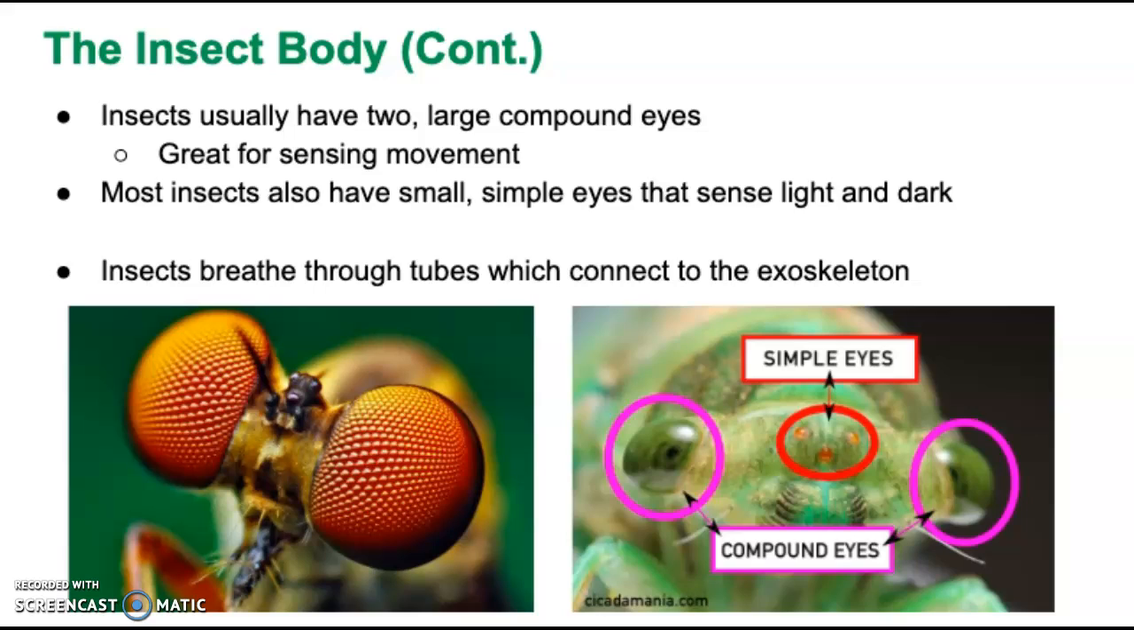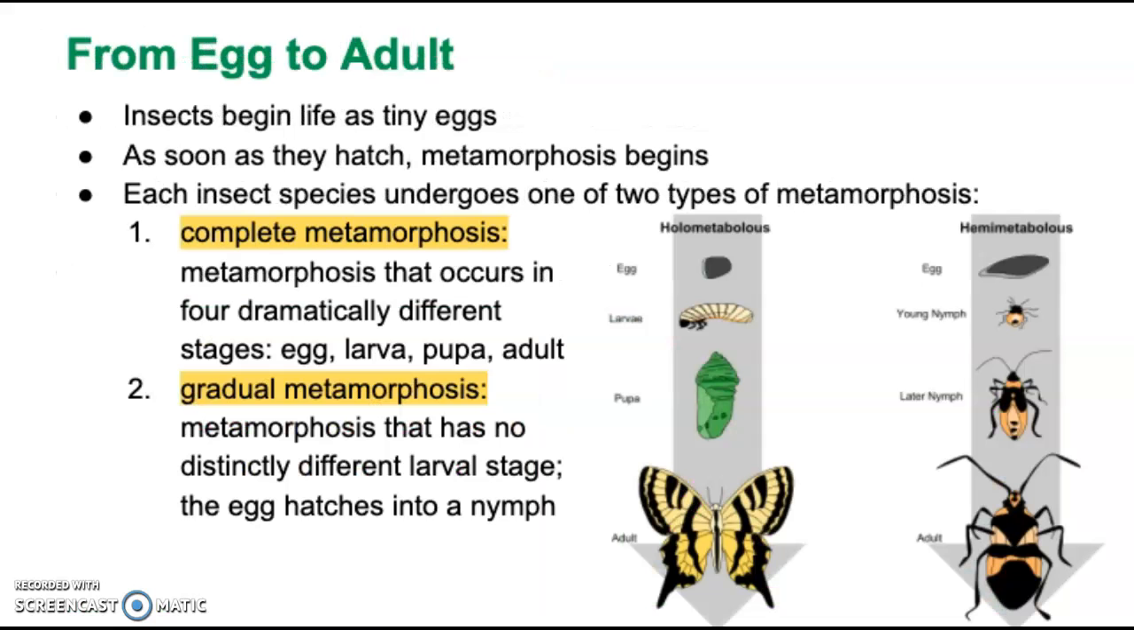Most insects also have small, simple eyes that are going to be located more in the center of their head, and those sense light and dark. Pretty simple, but also very important. Insects are going to breathe not through lungs like you and I have, but through a tube system, which connects ultimately to the exoskeleton. That's where the oxygen-rich air is going to get in, and the carbon dioxide-rich waste product is going to get out.